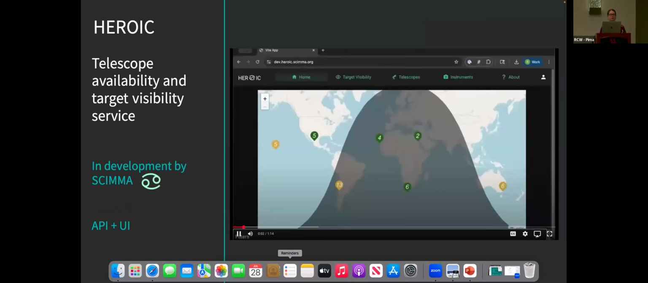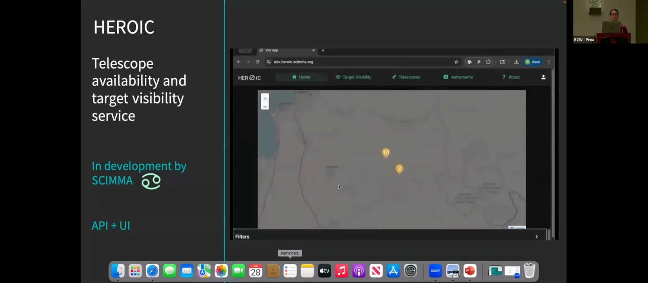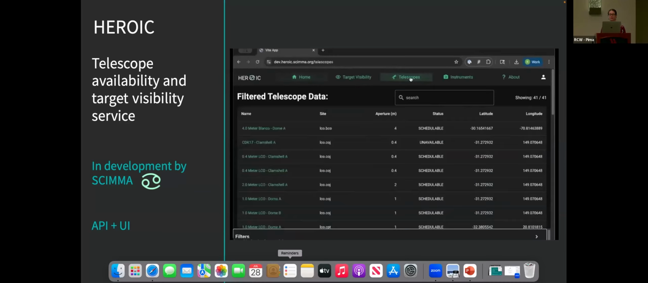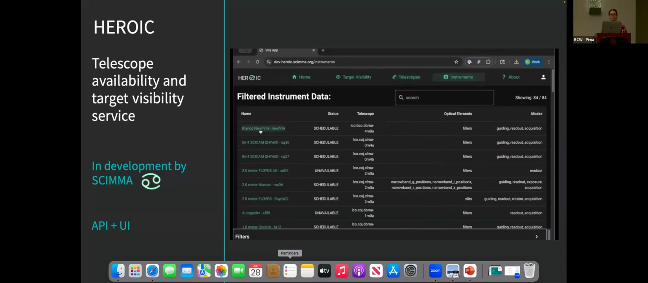The other side of coordinating observations is to know what telescopes and instrumentation are actually available. There's a new system called the HEROIC system being developed by the CIMA organization. The goal of this is to provide an online database of all the world's telescopes, including all the world's instrumentation, but crucially to also provide real-time information on their status. So this is really, really helpful if you're either planning a telescope proposal or you're running around looking to follow up something right this second. Now, this will be a really great tool.